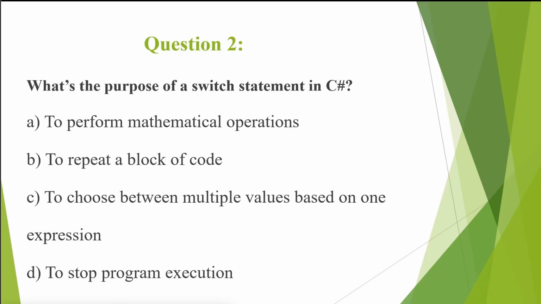Next question. What's the purpose of a switch statement in C#? If you remember, the switch statement was part of decision making. The options are: to perform mathematical operations, or to repeat a block of code, or to choose between multiple values based on one expression, and the last option is to stop program execution.